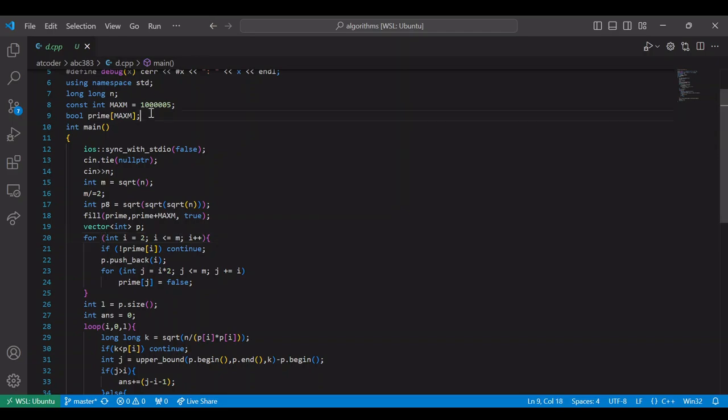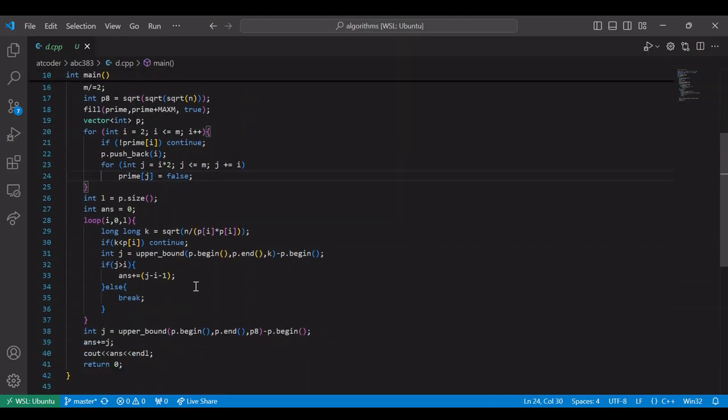So P will be the list of primes, and each time I just loop through numbers from 2 to m. And I have a Boolean array called prime, which will just store if the number is prime or not. So if the number is still prime, then I will push it back into the P vector. And afterwards, I will update all the values that are multiplied by the current number and change them to false.